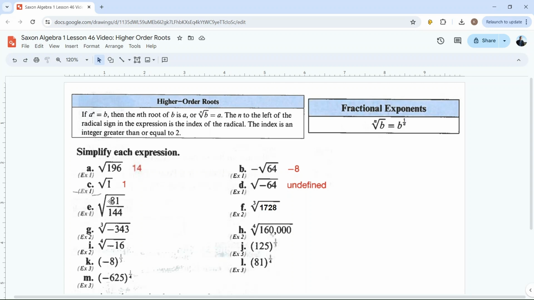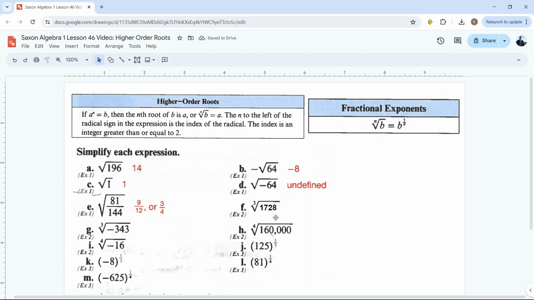All right, let's take a look. What do I do with fractions under the radical? Well, this is really easy. I just take the square root of the top and the square root of the bottom. Square root of the top, the square root of 81 is 9. The square root of 144 is 12. This answer is going to be 9 over 12, which can be reduced to 3 over 4.